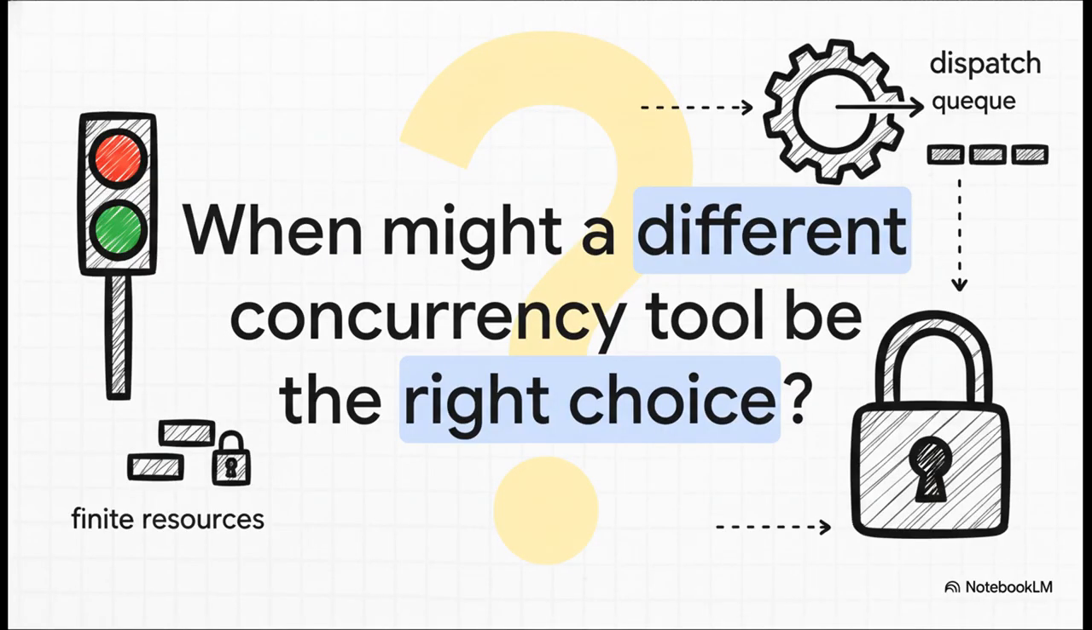Semaphores are fantastic for managing a pool of limited resources, but they aren't the only tool in the concurrency toolbox. So the question I'll leave you with is this: when might a different approach, maybe a dispatch queue or lock, be an even better choice for the job? Something to think about.